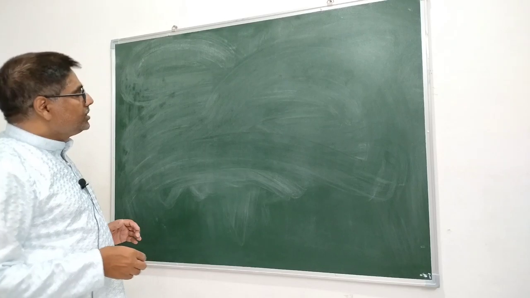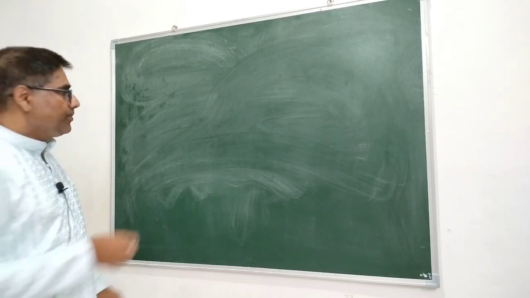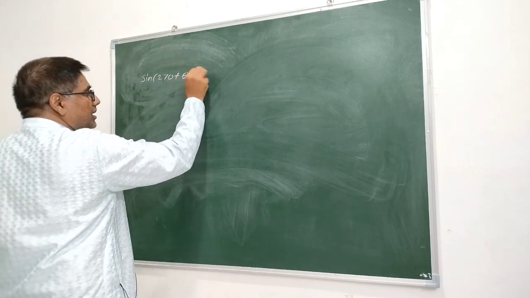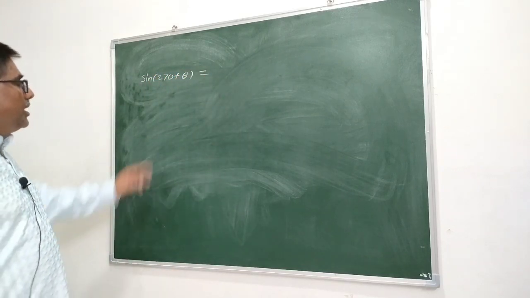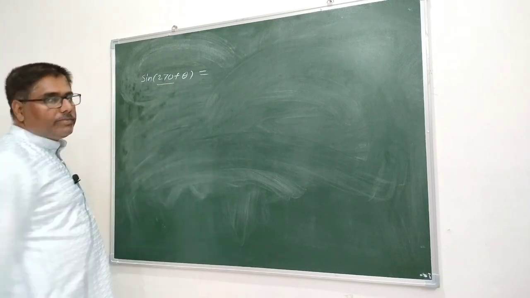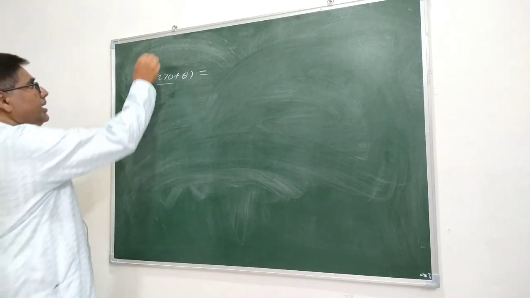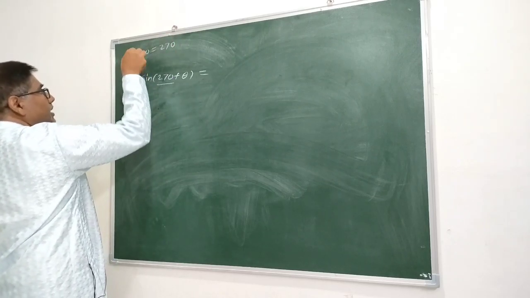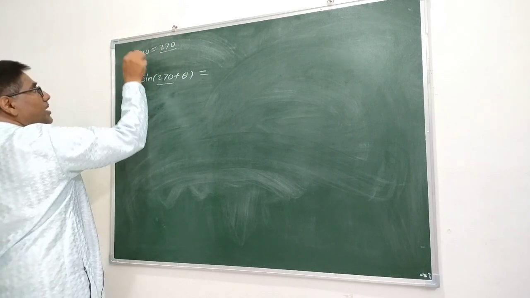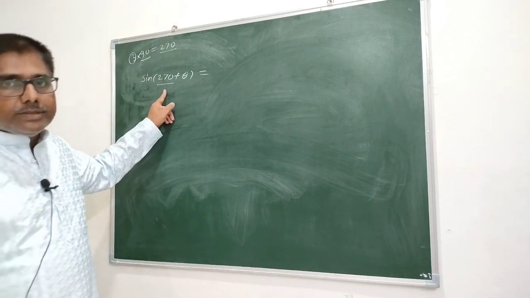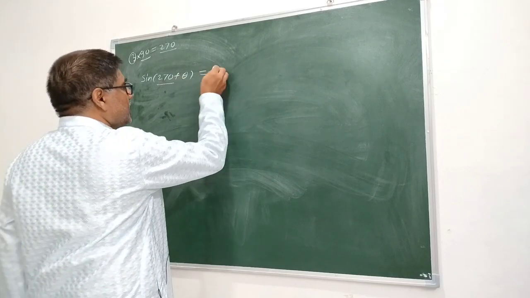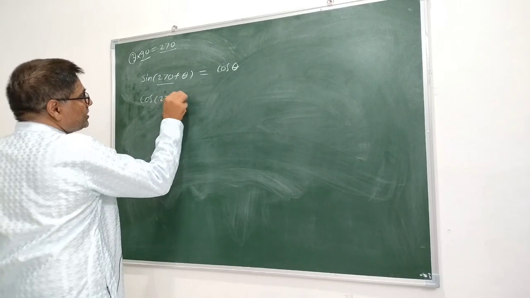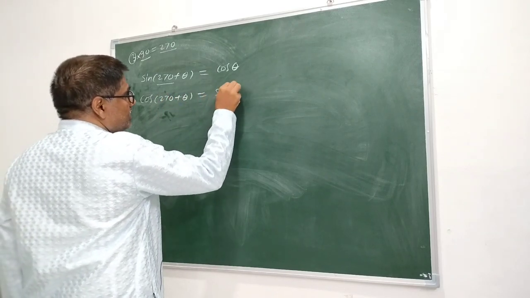Now let's talk about 270 plus theta. The sine of 270 plus theta is equal to what we are supposed to write? Here we have an odd multiple of 90. We get 270 when we multiply 90 by 3, so 270 is an odd multiple of 90. Therefore, here we are supposed to change the ratio, sine to cos and cos to sine. Cos of 270 plus theta will be sine theta.